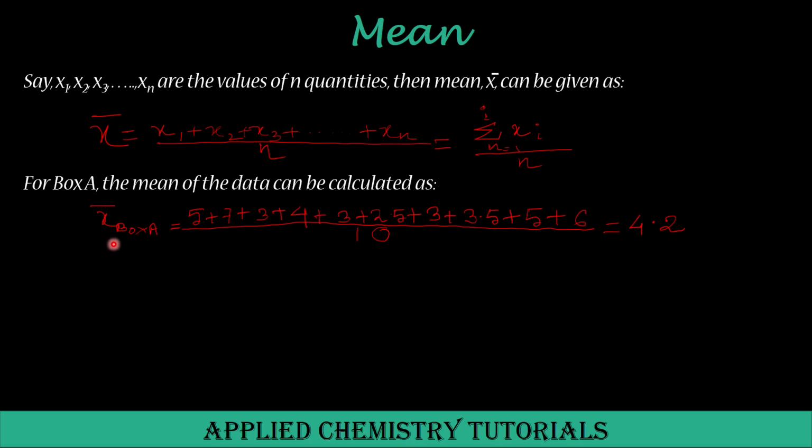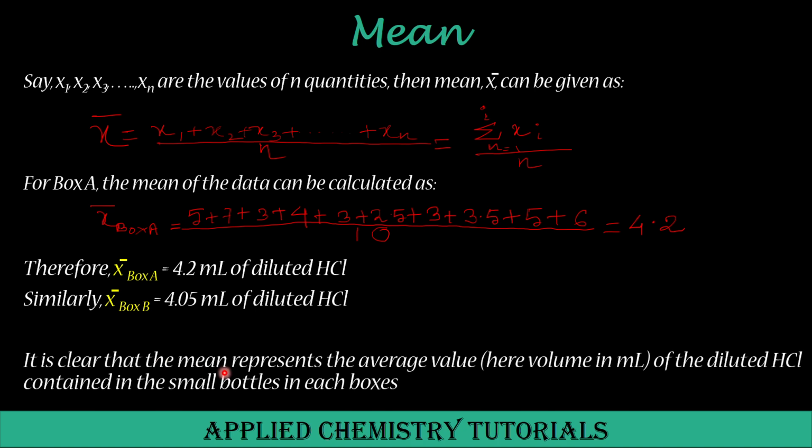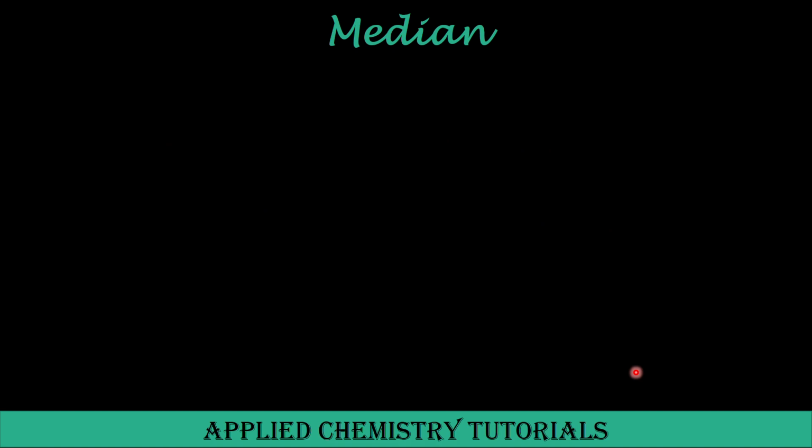So for our given example, for box A, the mean of the data can be calculated as x bar of box A, a summation of all the values or the volume of diluted HCl in milliliters divided by the number of bottles, or 10, so it equals 4.2. Therefore we can say that the mean for box A is 4.2 ml of diluted HCl. Similarly, we can easily calculate the mean for box B, which equals 4.05 ml of diluted HCl. So it is clear that the mean represents the average value, here the volume in milliliters of the diluted HCl contained in the small bottles in each box.